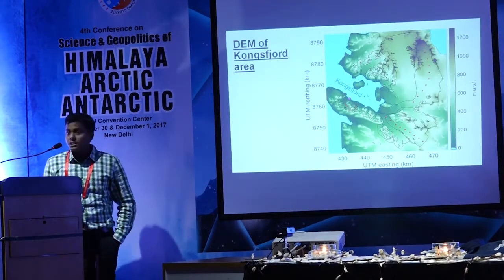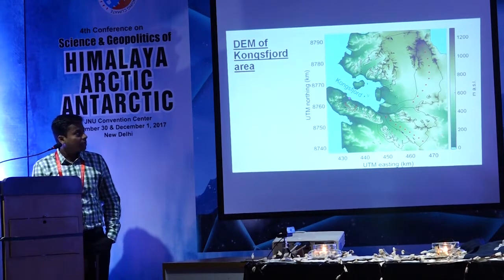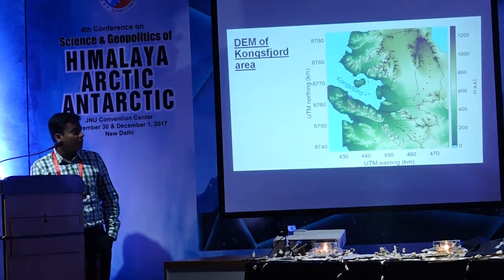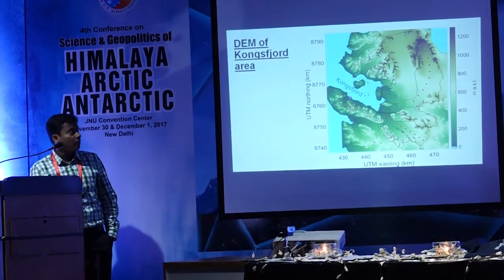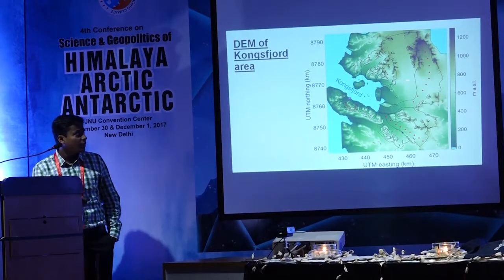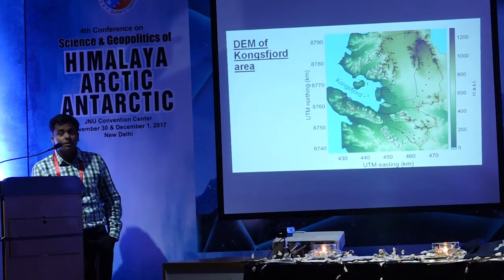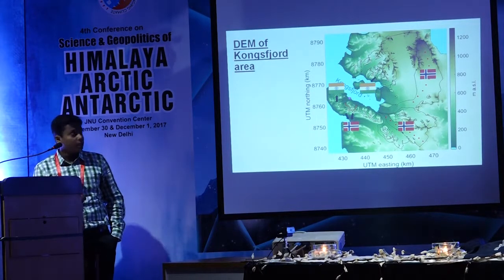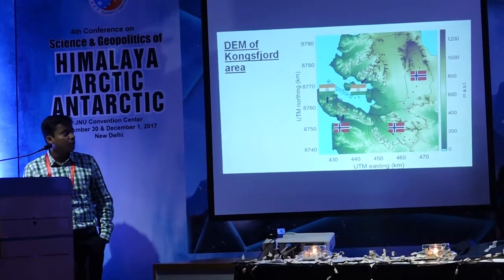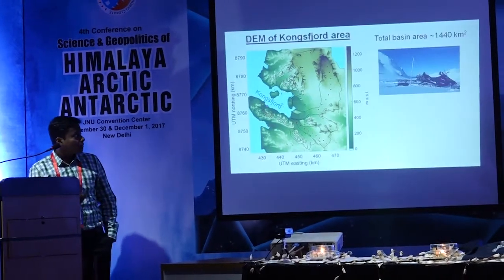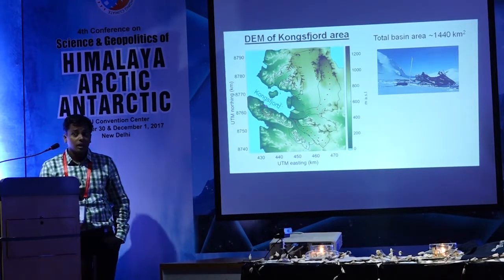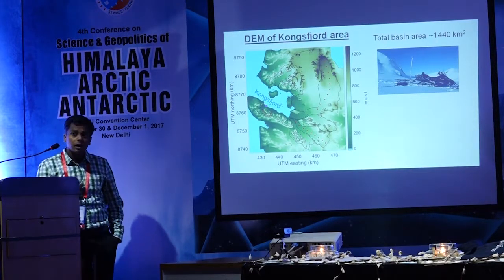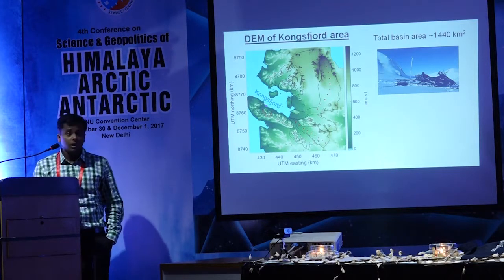If we look at the DEM, the digital elevation model, the elevation varies from 0 to 1400 meters, and the black outline shows individual glaciers. There are around 16-17 glaciers draining to Kungsfjord, and many of these glaciers are being monitored by different countries. For example, these two glaciers are being monitored by India, and these four glaciers are being monitored by the Norwegian Polar Institute. These red dots show the mass balance measurement stakes, which are measured twice a year, once after the end of winter and once after the end of summer.